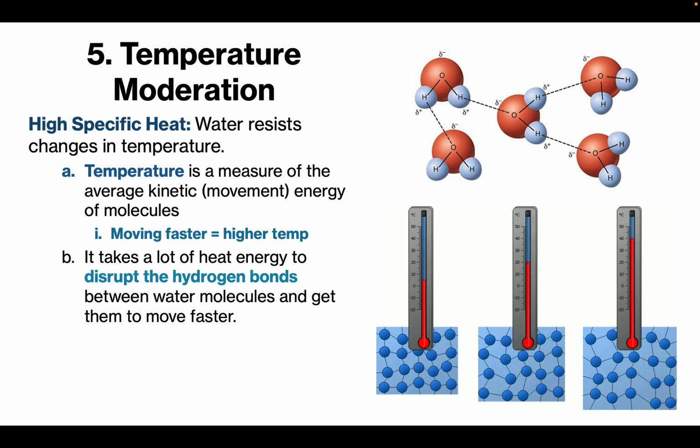Okay, so to understand water's specific heat, we have to remind ourselves of the interactions between those molecules. The cohesion of water means that those water molecules are forming hydrogen bonds with each other, which means they're holding each other together. In order to get them to move faster, we have to disrupt those hydrogen bonds, kind of rip them away from each other.